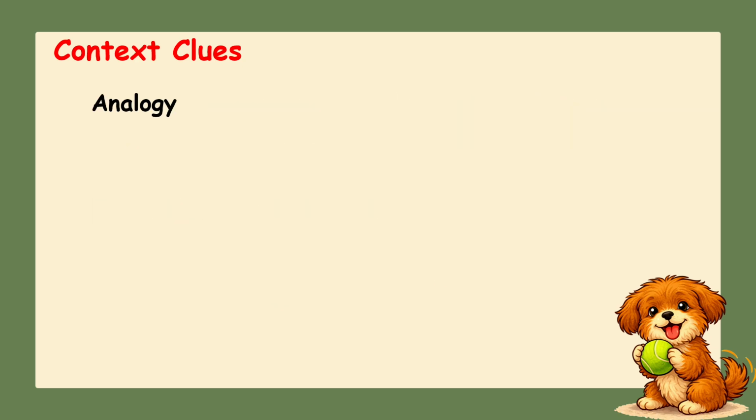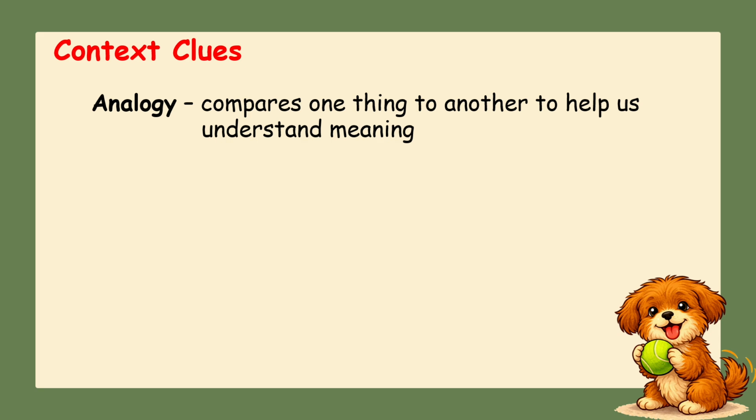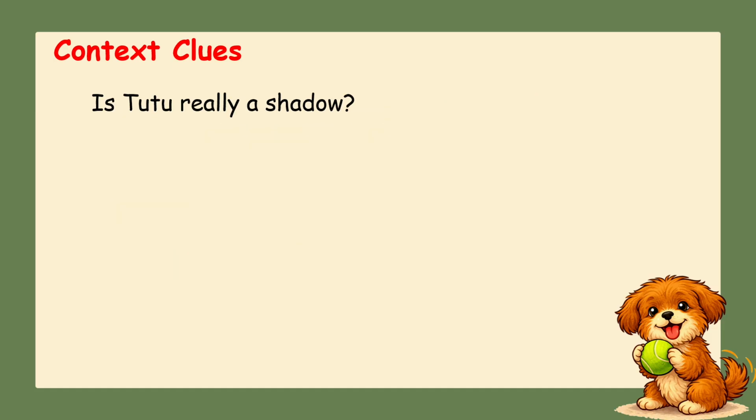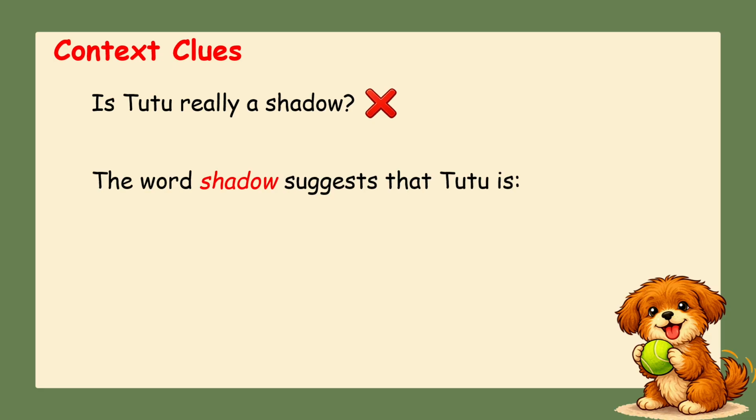First, analogy. An analogy compares one thing to another to help us understand meaning. For example, Tutu stayed beside his owner like a shadow. Is Tutu really a shadow? No, but isn't it? A shadow never leaves a person it follows. So the word shadow suggests that Tutu is loyal and always close to his owner. We understood this using analogy.